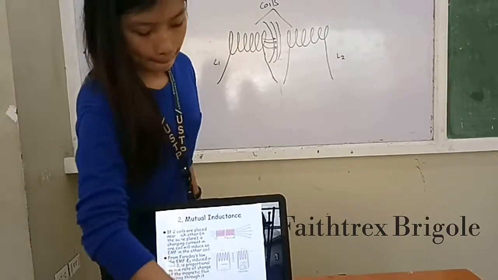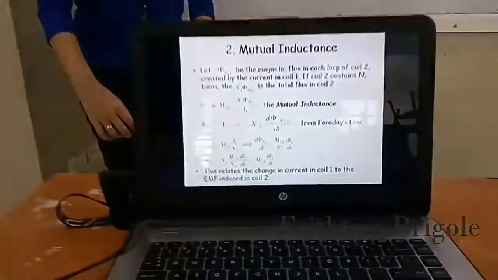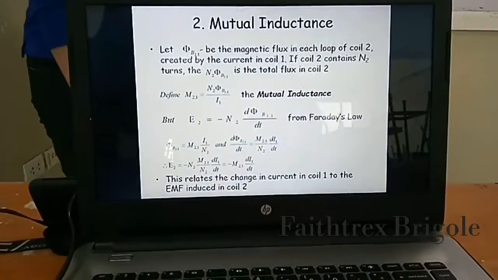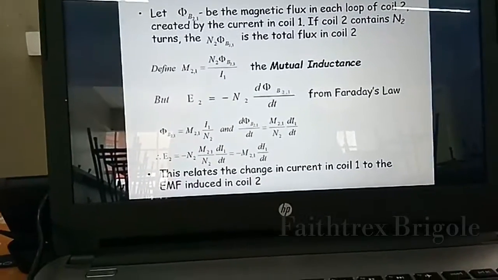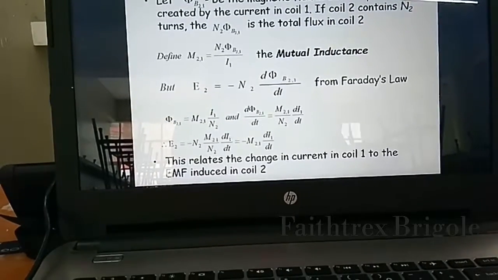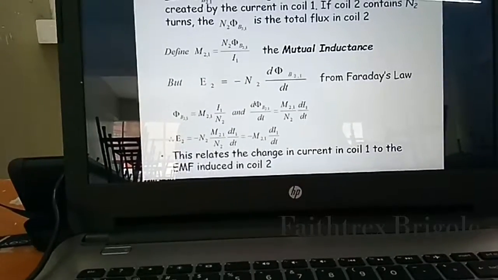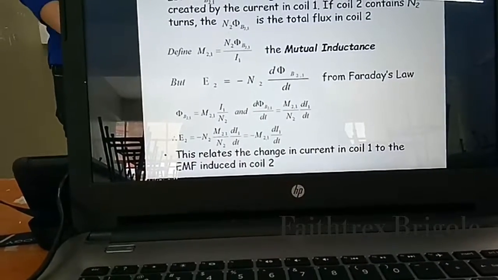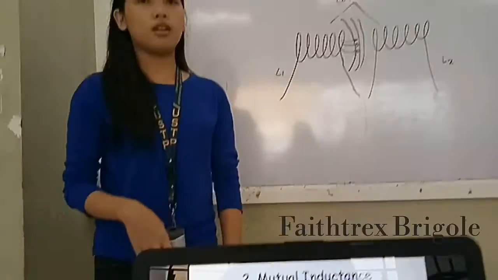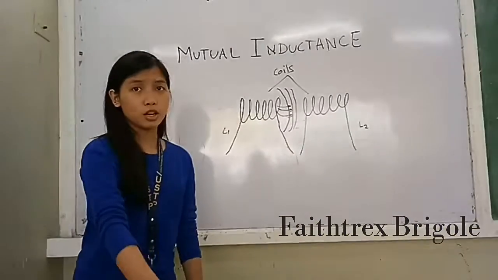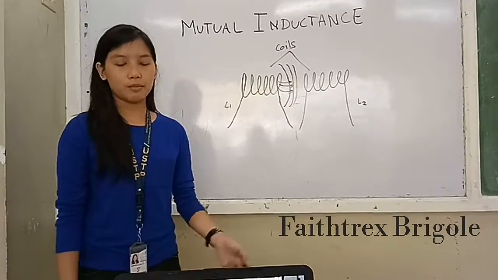Let B be the magnetic flux in each loop of coil 2 created by the current in coil 1. If coil 2 contains N2 turns, there is a total flux in the coil. Here is the formula in getting the mutual inductance. I will not explain this formula anymore because at the end of this PowerPoint presentation, it will be explained by my groupmates.